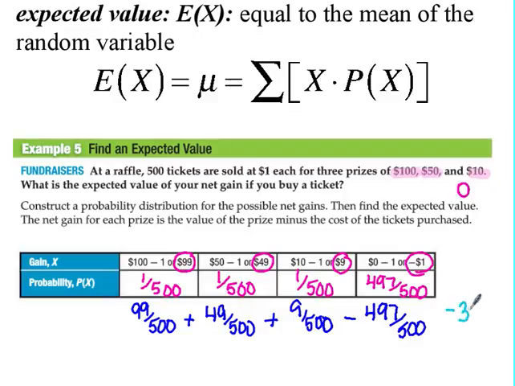Negative 340? Did somebody else get negative 340? So if you take negative 340 and divide it by 500, what do you get for a decimal? So your expected value, if you were to participate in this raffle, is that you will lose 68 cents.